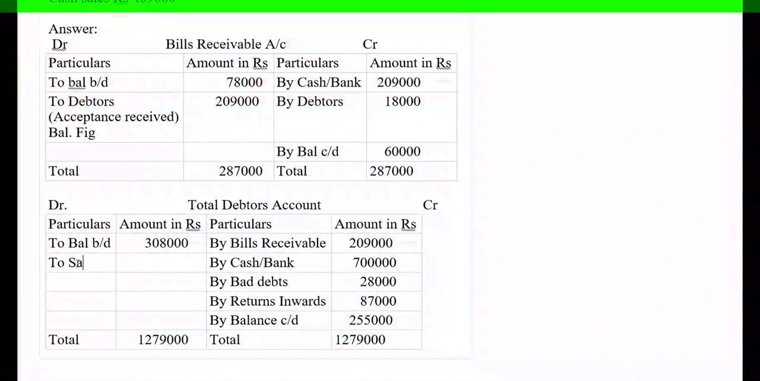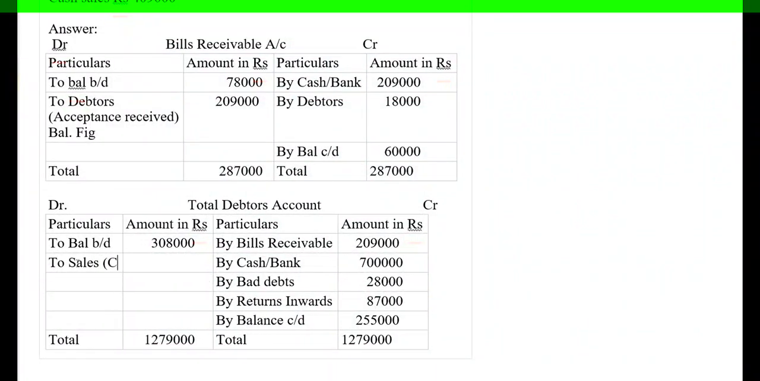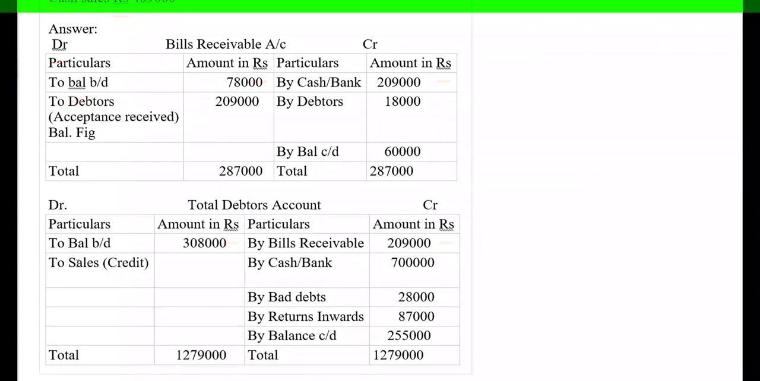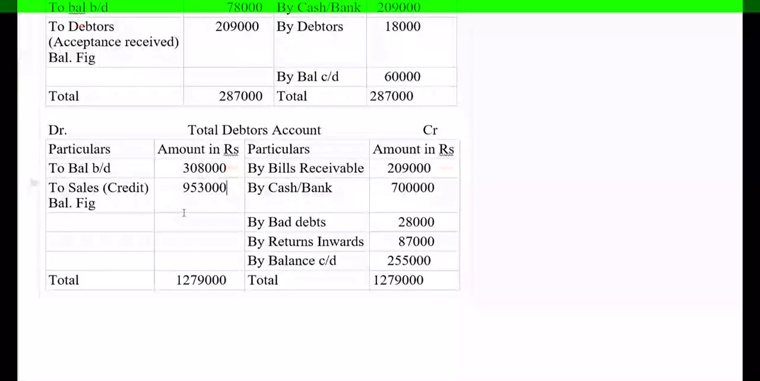So, to sales, in brackets you write credit. It is nothing but a balancing figure. When you take the difference here, it comes to rupees 9,53,000. This is the amount of the credit sales.